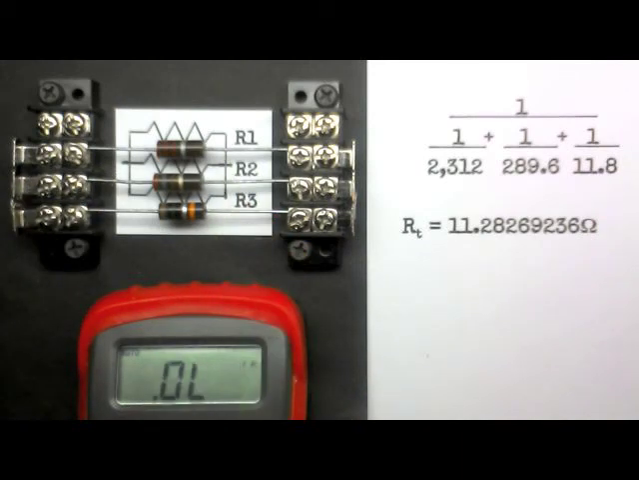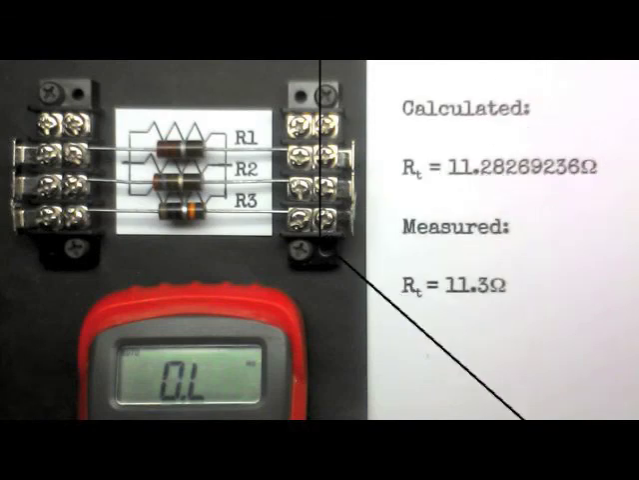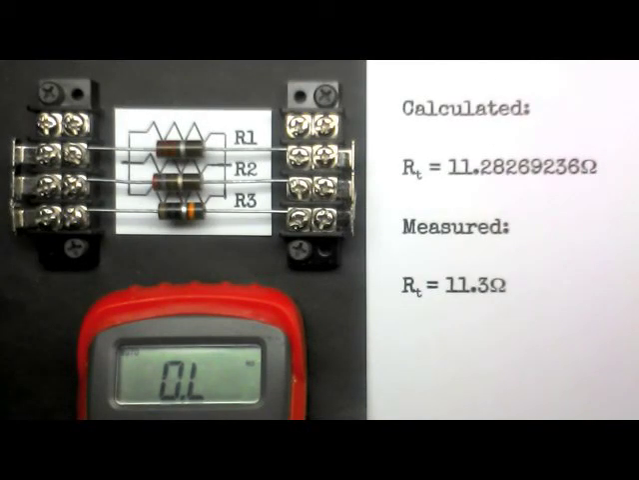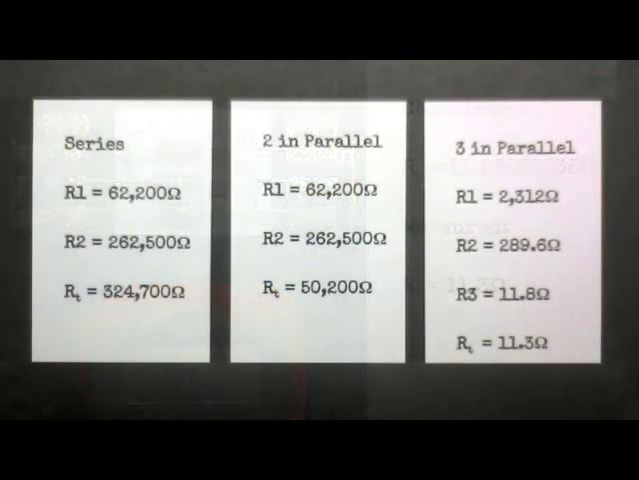11.3 ohms. We calculated 11.2826, etc., and measured 11.3. That's well within 1%. Let's do a quick review.